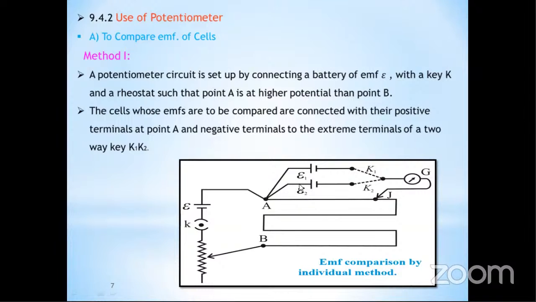And all the positive terminals of both cells are given to point E. Then again the positive terminal of the battery is also given to the point A. See, at the terminal A of the potentiometer wire, all positive terminals of the cells and this battery are given.